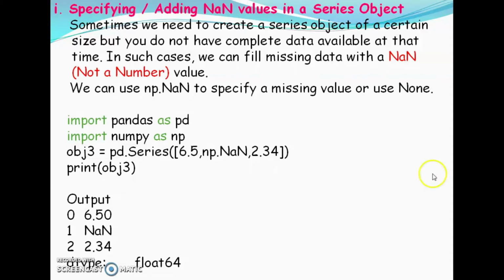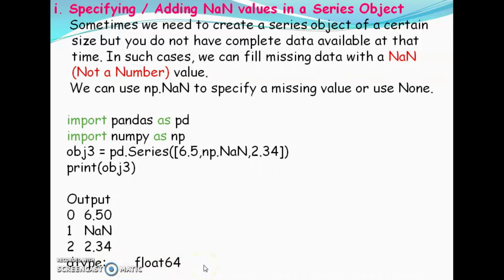Example: import pandas as pd, import numpy as np. obj3 is equal to pd.Series. Within this parenthesis, I specified 6.5, np.nan, 2.34. Then close the square bracket. Then print obj3. I specified here np.nan, that's a missing value. In this output, we can see 0, 6.50, 1, NaN, 2, 2.34. Then dtype is float64.